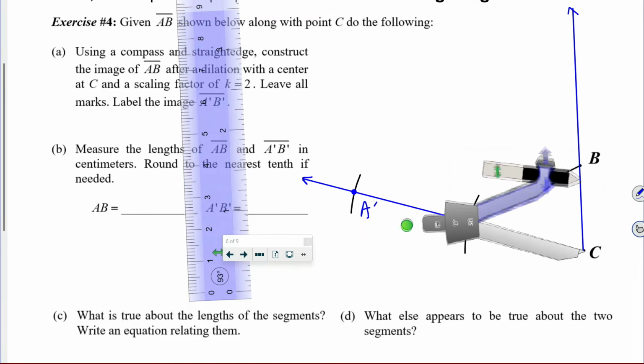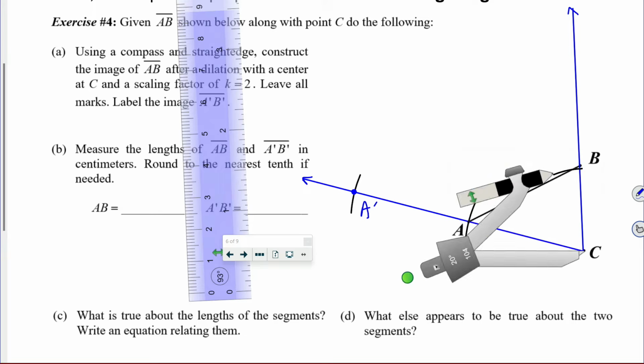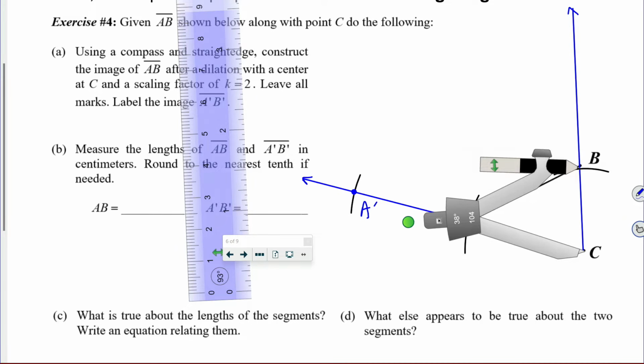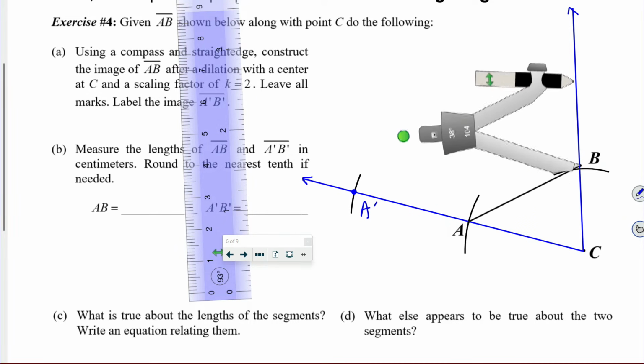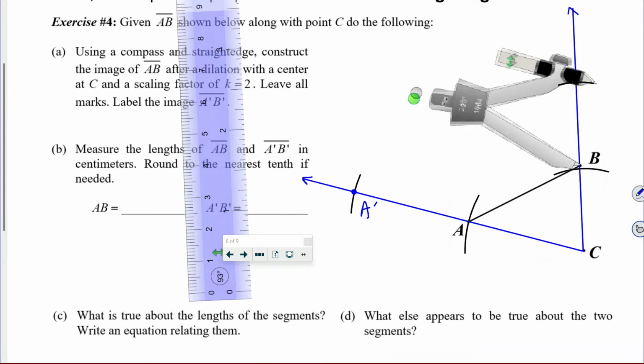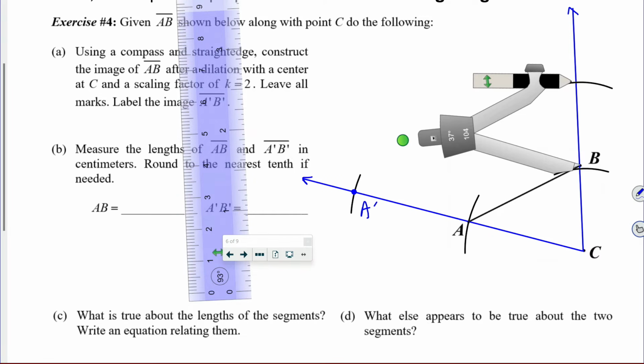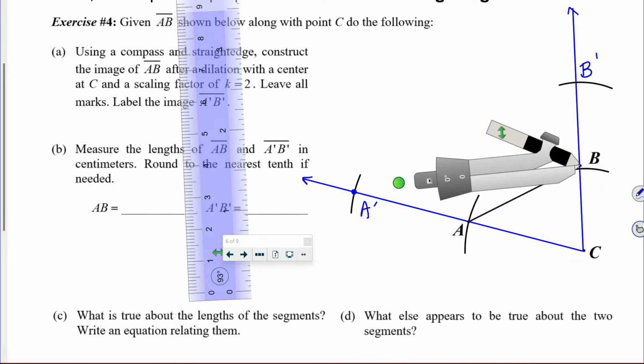It's pretty close. I want it exact, but I'm not going to be able to get it exactly. That's unfortunate. That's okay. Hopefully you'll be able to do a better job than I can. And that's B prime. All right.